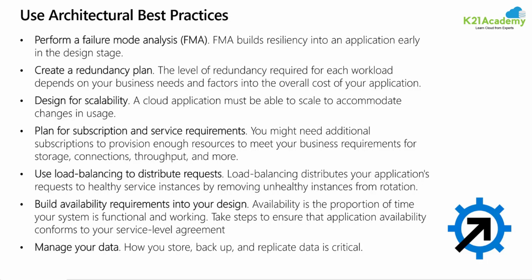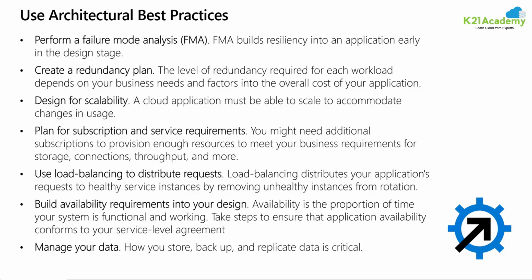Plan for subscription and service requirement. You might need additional subscriptions to provision enough resources to meet your business requirements for storage, connections, throughput, and more. So keep that handy. Plan ahead for subscription and service requirements. Use load balancing to distribute the request. In 303, we have seen how application gateway and load balancer can be used to create a highly available solution. Load balancing distributes your application's request to healthy service instances by removing unhealthy instances from rotation.